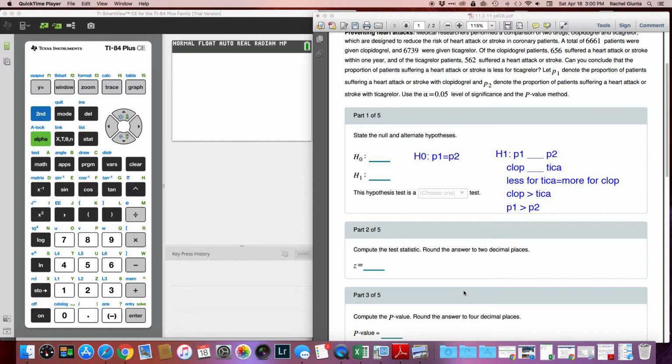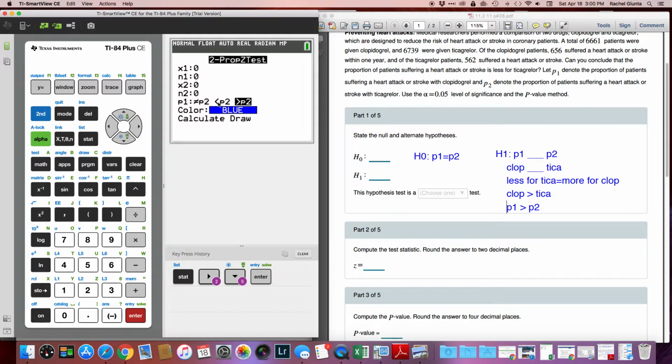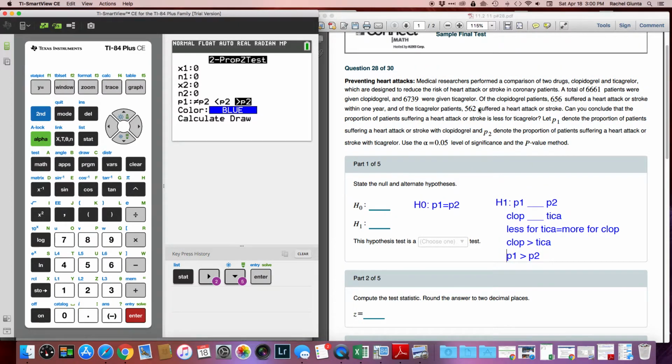Okay, so compute the test statistic. And like I said earlier, for this, it's going to be stat test and then two prop Z-test. So it's down here with 6. And then you've got your x1, n1, x2, n2. So those are your two samples. So we know that one has to be the CLOP, and that's the one that they tell us first. So the sample size is 6661.